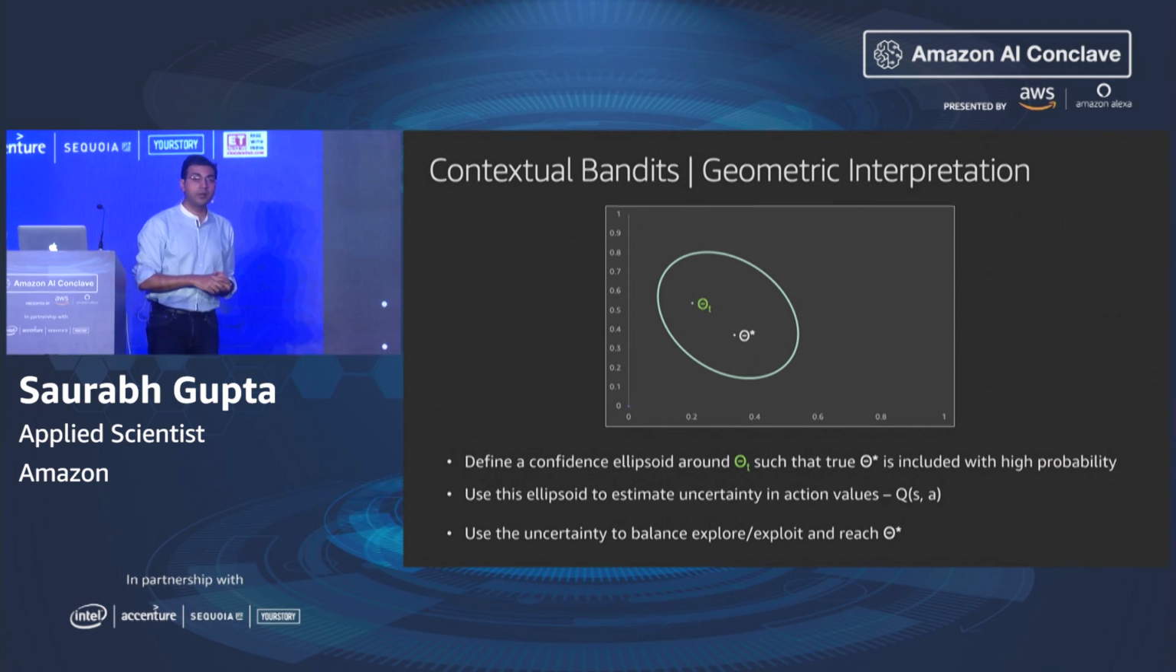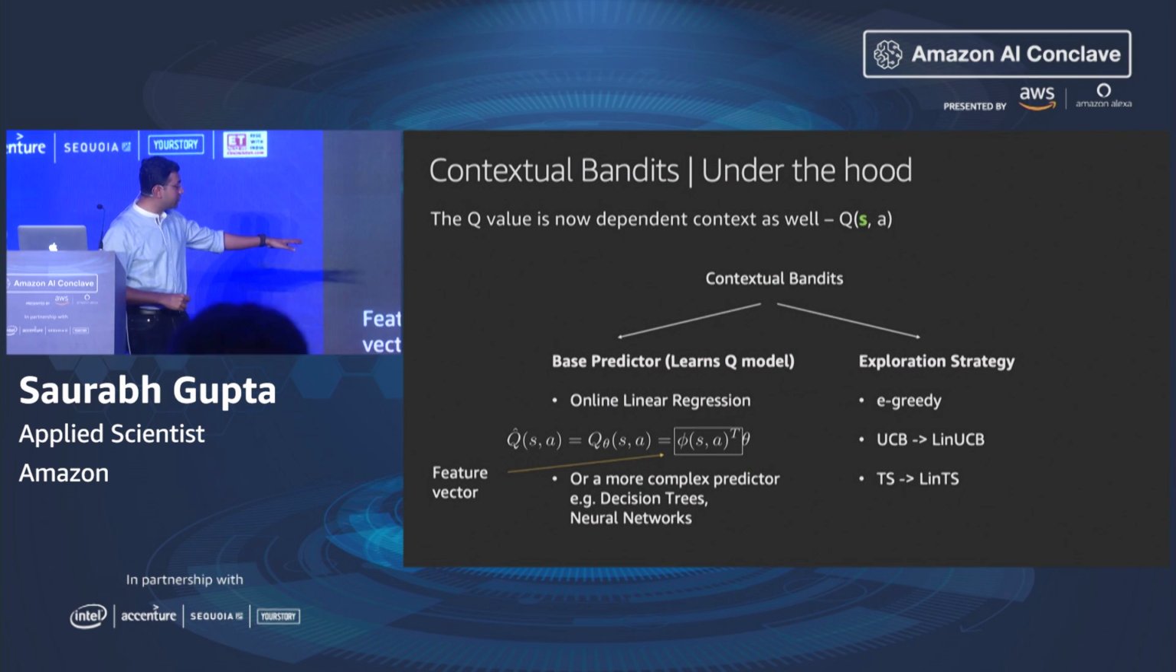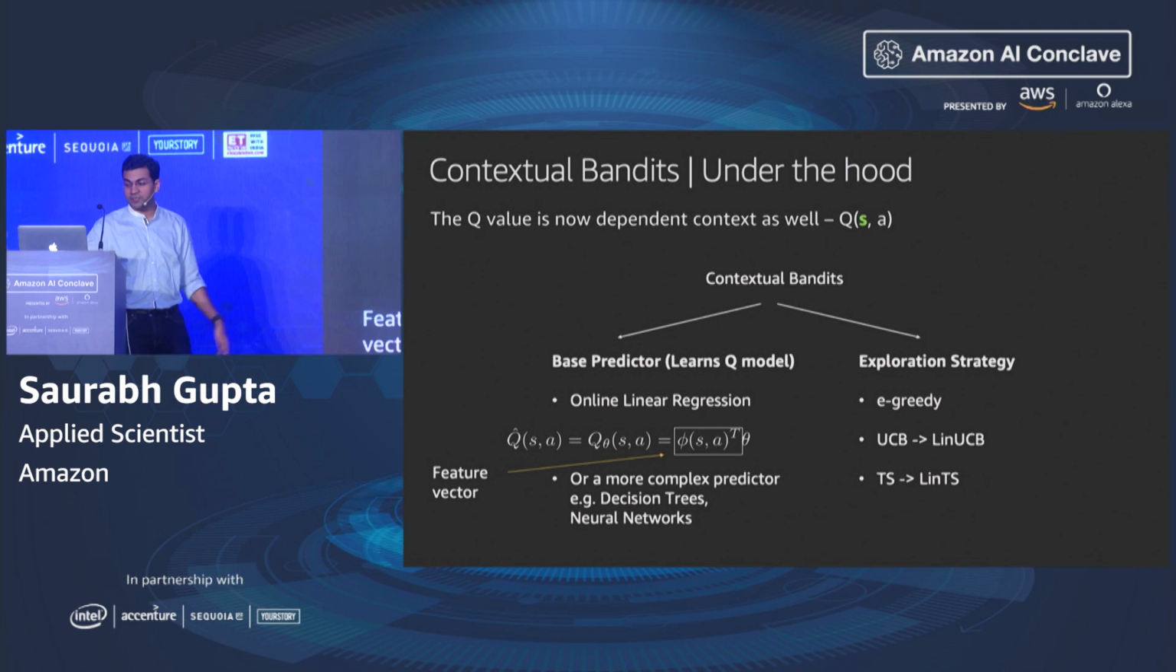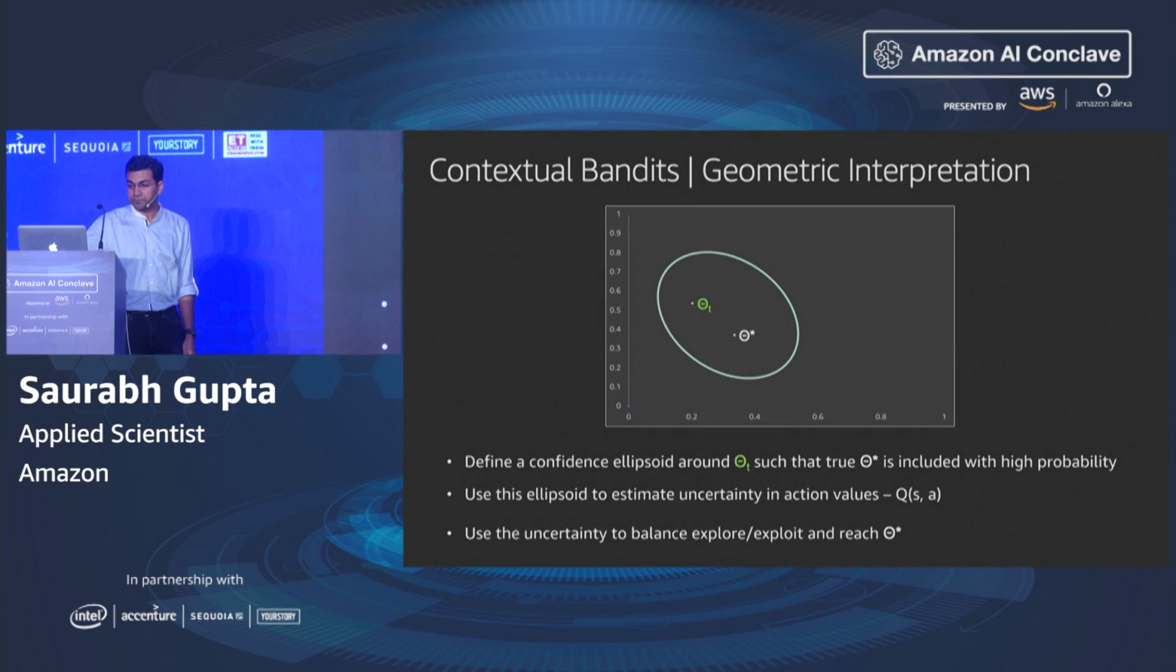How do we explore? Using math, we take these uncertainty estimates in theta and translate them to uncertainty estimates in Q value. That's easily possible with linear regression. We get a very good closed form solution. And again, just to reiterate, this type of analysis gets way harder with decision trees and neural networks.